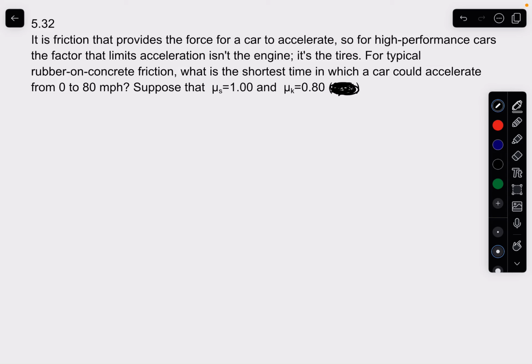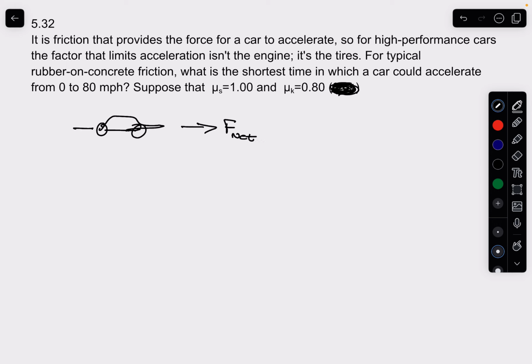This one took me a minute. I had some issues just trying to figure out what we have going on here. So we've got a car, and we have a force pushing it off to the right. We'll say that's force net, which is what we're trying to find.